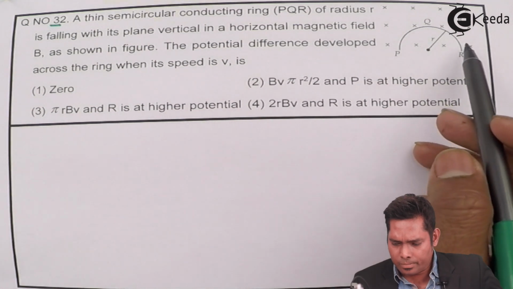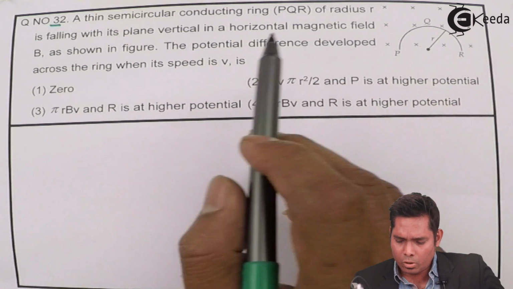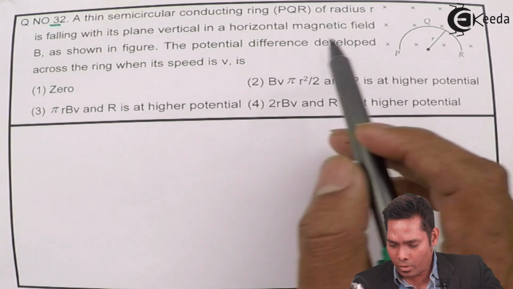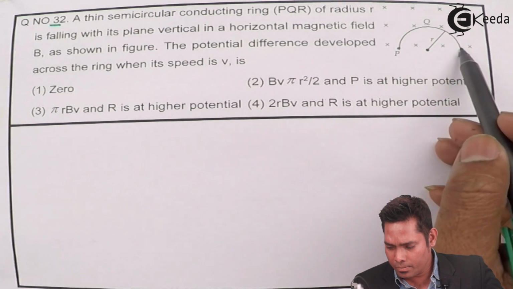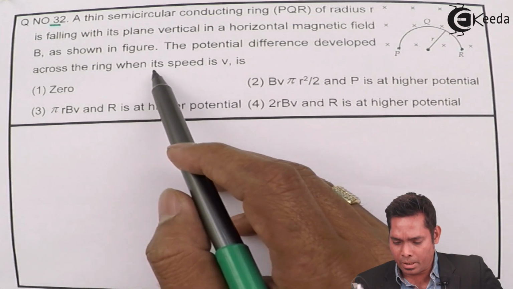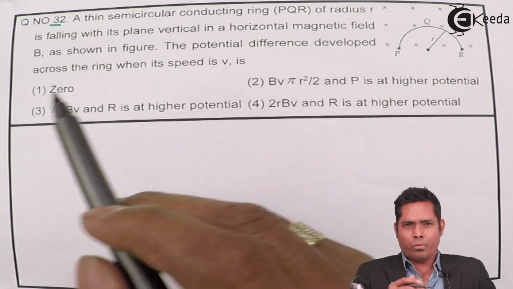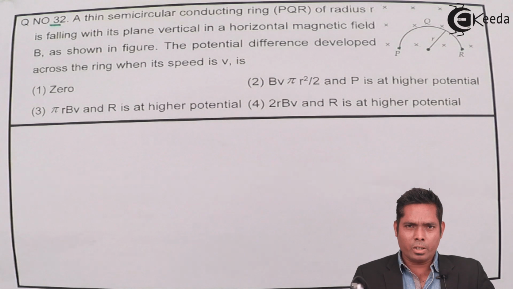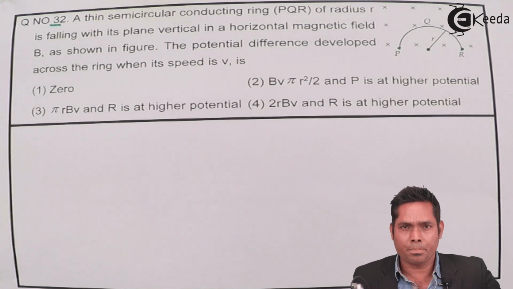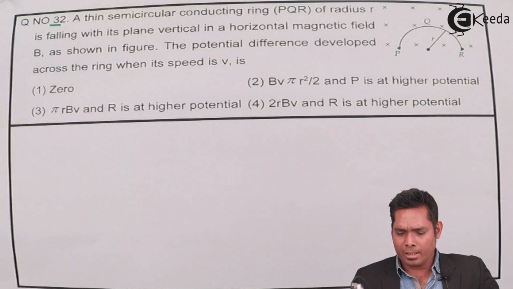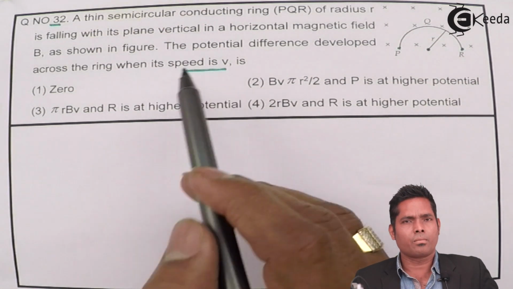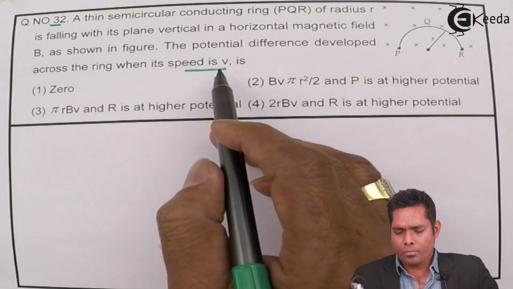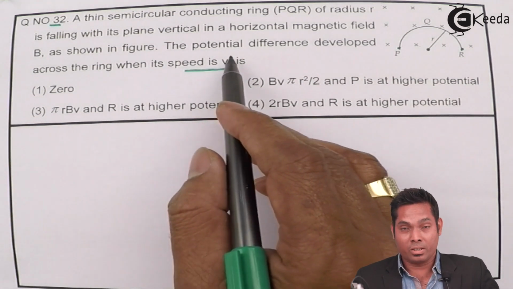As shown in the figure, the potential difference developed across the ring between these 2 points when its speed is v is. So when I let the ring fall down, it will continue to gain speed, and it says that when its speed is v, at that time, what is the potential difference created?